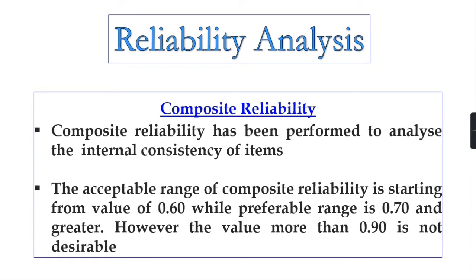Similarly, another important method to analyze reliability is composite reliability. We perform composite reliability to analyze the internal consistency of items. The acceptable limit of composite reliability starts from 0.60, while the preferable range is 0.70 and greater. However, a value more than 0.90 is not desirable because it is very near to 1, and 1 basically denotes perfect reliability.